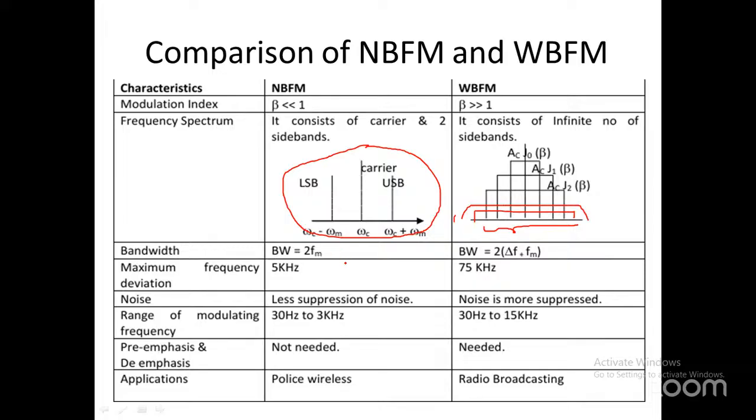According to Carson's rule, the bandwidth is 2 fm for narrowband, and it is equal to 2 into (delta f plus fm) for wideband. Delta f is the maximum frequency deviation. The maximum frequency deviation for narrowband FM is 5 kHz, and for wideband FM is 75 kHz.